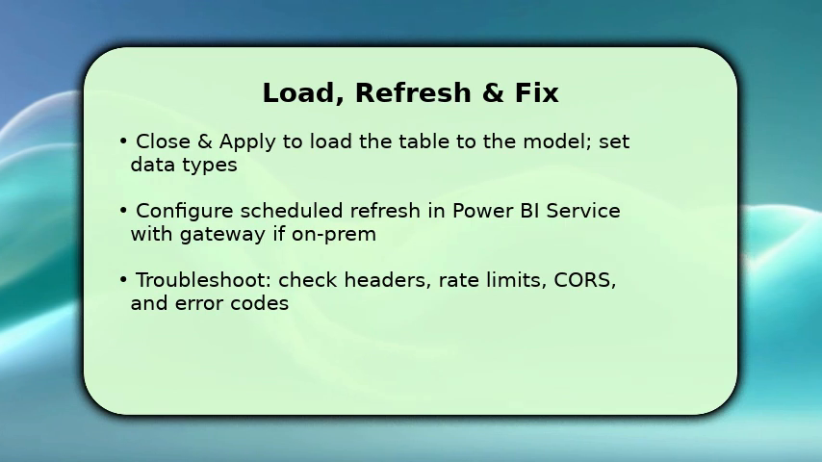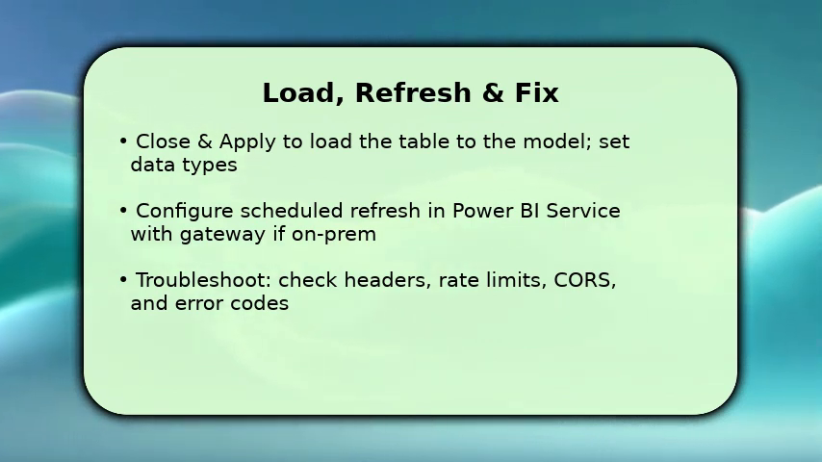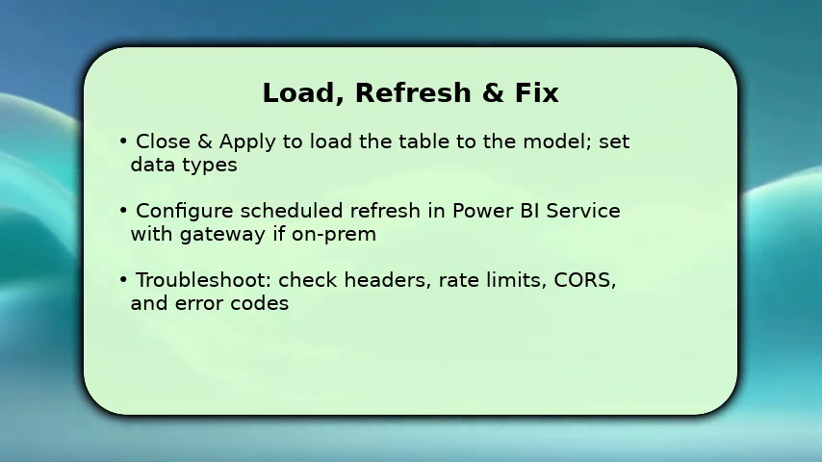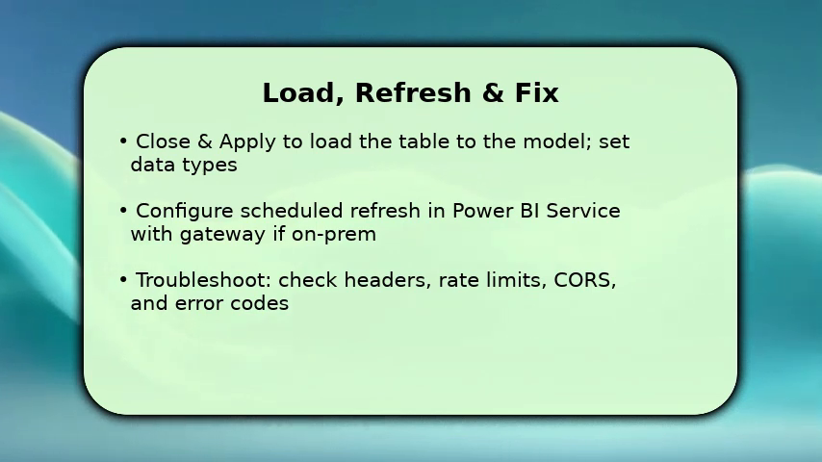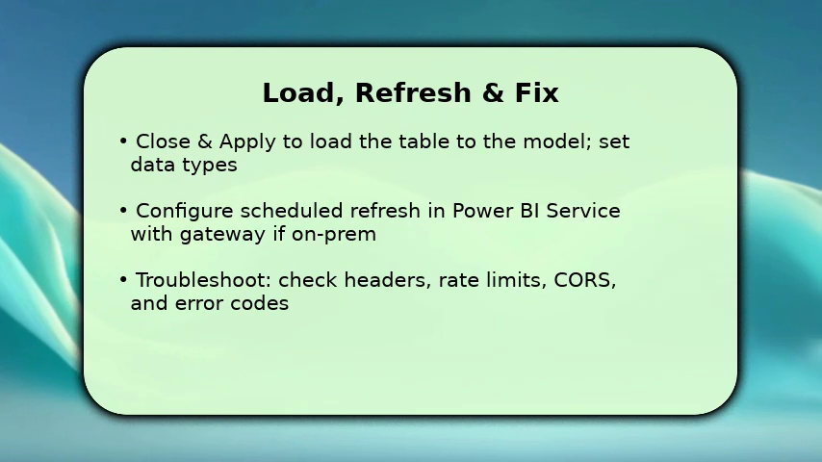If something breaks, inspect HTTP status codes, headers, rate limit responses, and authentication token expiry. Try replaying requests in Postman to isolate server versus Power Query issues. Make sure to log errors and incrementally test fixes so refreshes return stable data.